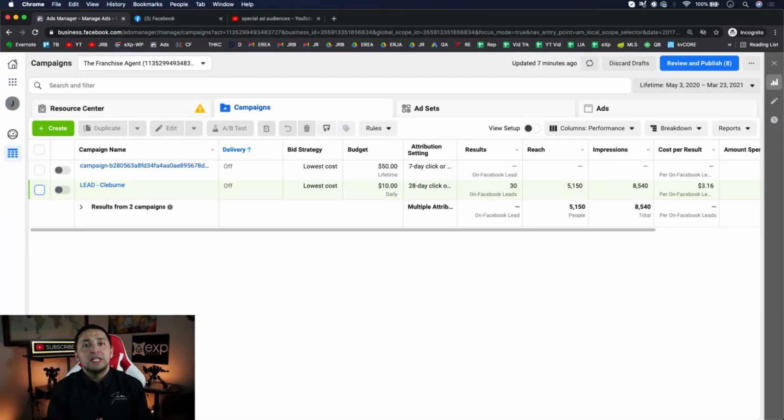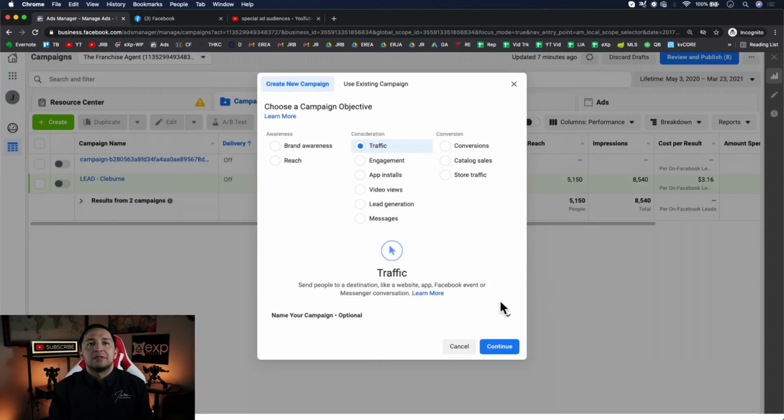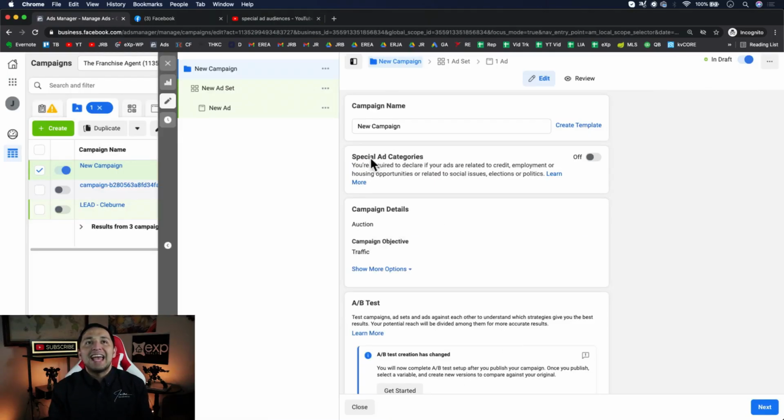Okay, so here's my screen, so we're gonna get right to work. We're gonna go to create, and I'm gonna show you when the special ad category gets introduced. At what point you need to call out the special ad category so you can see what's going on. So we're gonna go to any of these campaign objectives, it doesn't matter. We're gonna go to next. And now we see the special ad categories.